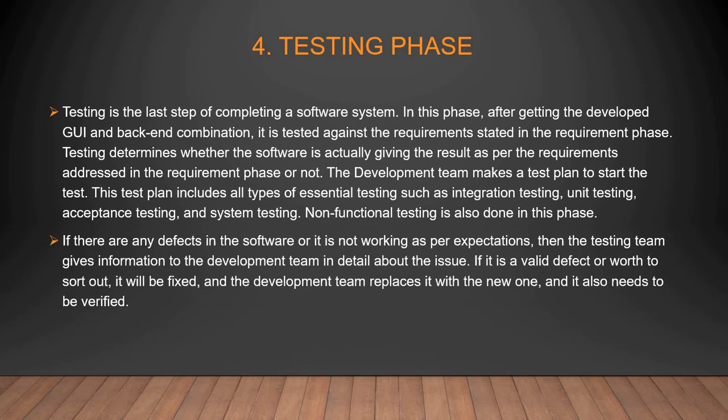If there are any defects in the software or it is not working as per expectation, then the testing team gives information to the development team in detail about the issues. If it is a valid defect, it will be fixed and the development team replaces it with the new one. And it also needs to be verified. So all these processes for testing are done by the testing tool also with the help of issue manager. So this is all about testing phase.